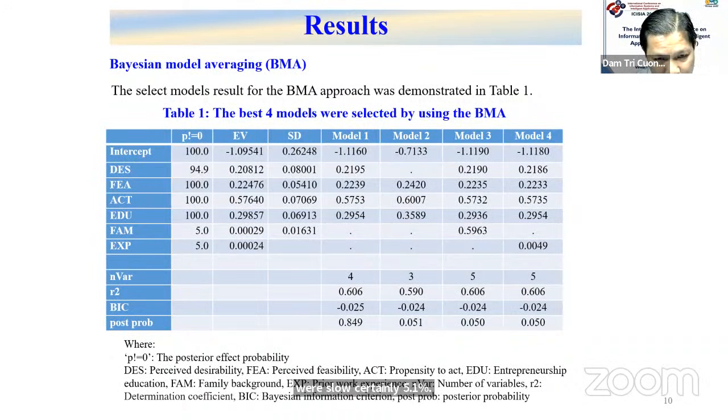Model 3 recommends 5 regressor variables, but the posterior probability of model 3 was low, at 5%. And model 4 recommends 5 regressor variables, but the posterior probability of model 4 was also low, at 5%.